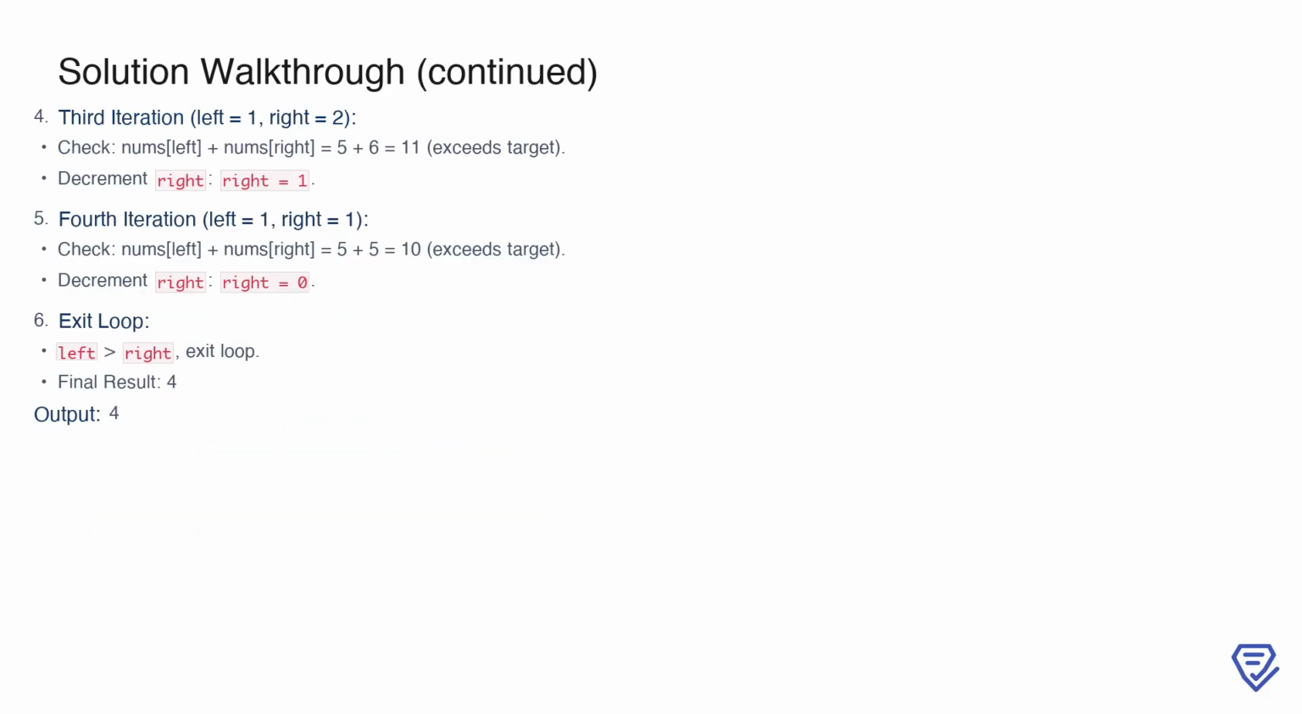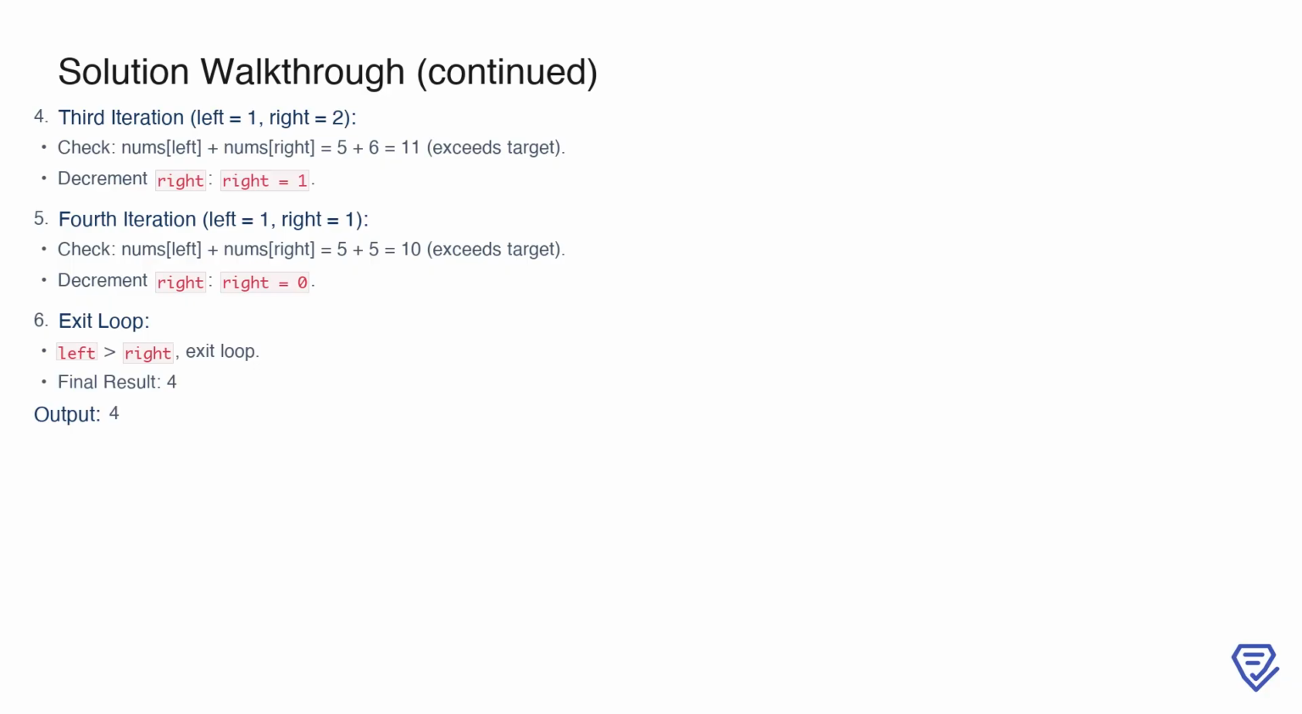Now, in the third iteration, with left at index 1 and right at index 2, we calculate the sum nums[left] plus nums[right], equals 5 plus 6, equal to 11, which exceeds the target. To reduce the sum, we decrement the right pointer to index 1. In the fourth iteration, the sum becomes nums[left] plus nums[right], equals 5 plus 5, equal to 10, which still exceeds the target. Again, we decrement the right pointer, this time to index 0. At this point, the left pointer is greater than the right pointer, so we exit the loop. The final result, stored in the result variable, is 4, which represents the count of valid subsequences that satisfy the given condition.